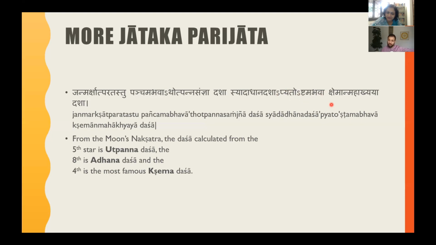What does that mean? The first one is called Janma Dasha. If you start from the moon's nakshatra, it's called Janma Dasha. If you start from the 5th one, it is called Utpana Dasha. If you start from the 8th one, it is called Adana Dasha. And then he says that there's also one which is called Kshema. I didn't exactly catch where he mentioned the number, but it is famous for being known as the Kshema Dasha, which is what we know as being the 4th one. Everybody knows that the 4th Tara from the moon is called Kshema Tara. And so there's an option of calculating the dashas from that 4th.